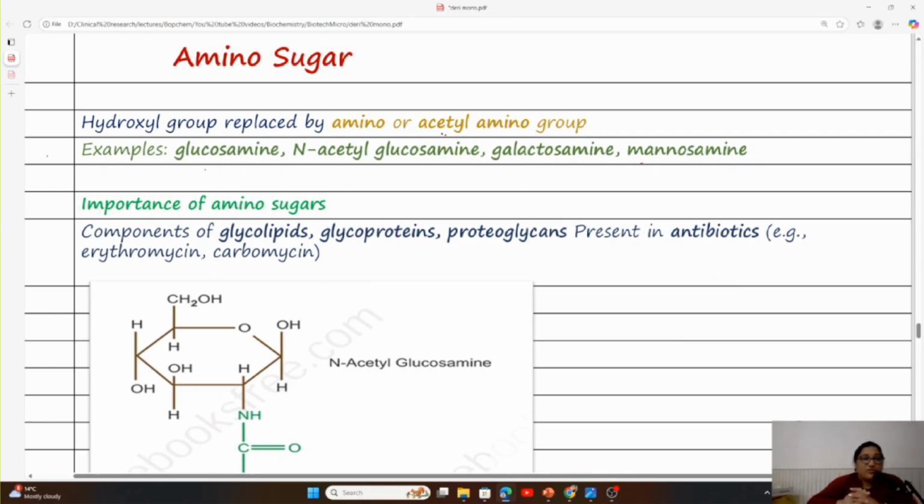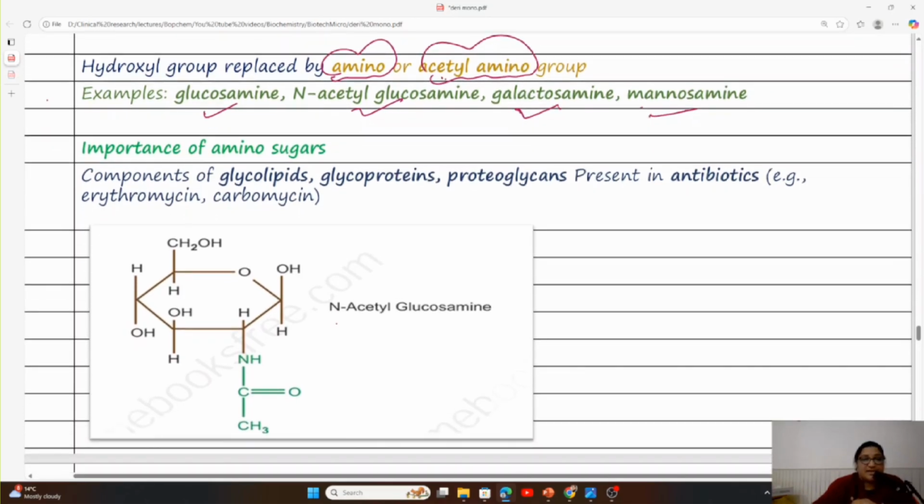Okay, so let us move on to the amino sugars. In amino sugars, the hydroxyl group is replaced by either an amino or an acetyl amino group. The examples are glucosamine, N-acetyl glucosamine, galactosamine and mannosamine. This is the structure of N-acetyl glucosamine. Here you can see that the hydroxyl group is replaced by an acetyl amino group.